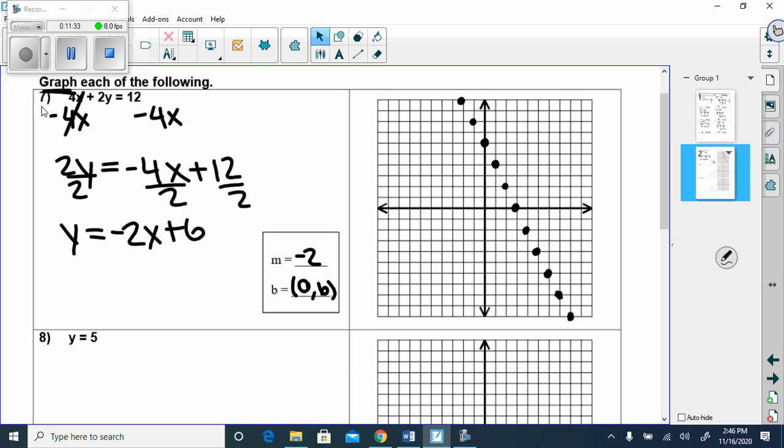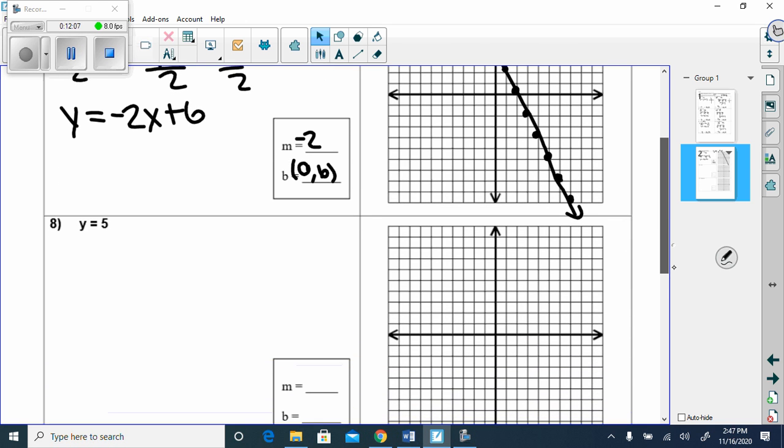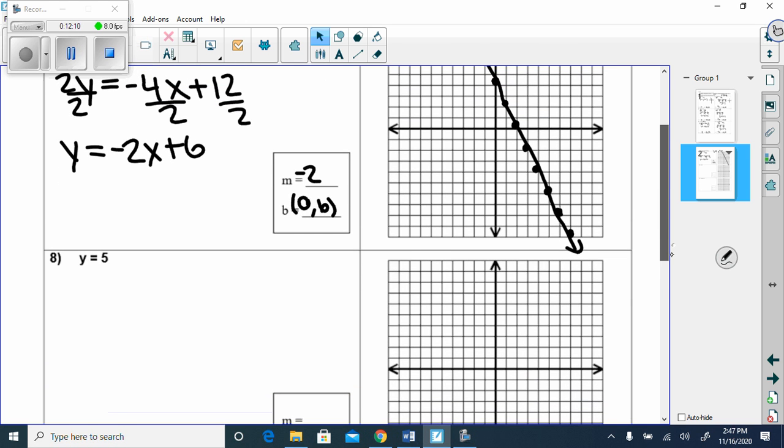Okay. If my number for m is negative, it's always going to slant this way. If my number for m is positive, it's always going to slant this way. Okay? Alright, so I connect all these points, and here's my function. Okay. You got that one? Okay.